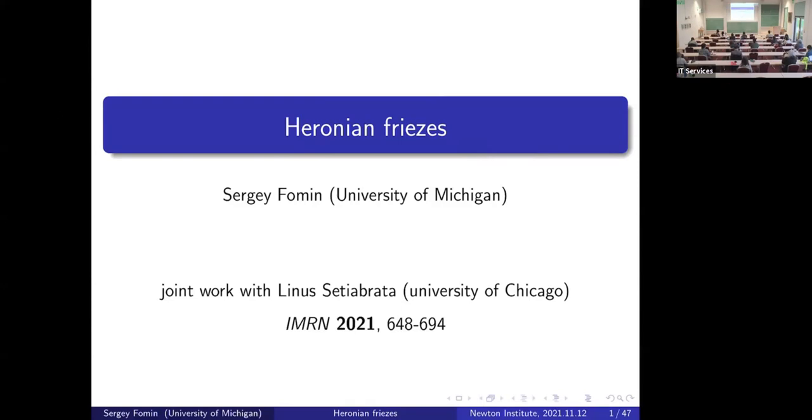It's great to be back at the Newton Institute, where I believe the first talk about cluster algebras took place in 2001, I think, by Andrei. And I can't wait to join the program in person in 3 weeks' time. This is joint work with Linus Setiabrata, who is now a graduate student at University of Chicago. It's been published in IMRN already.